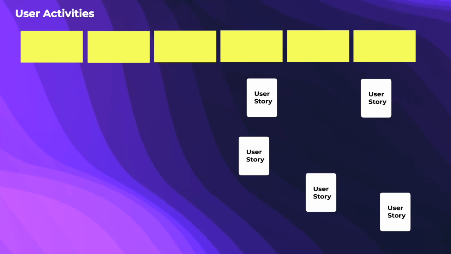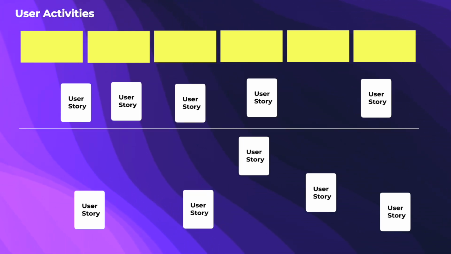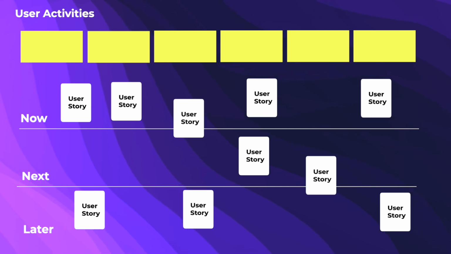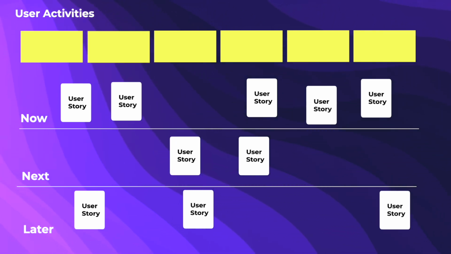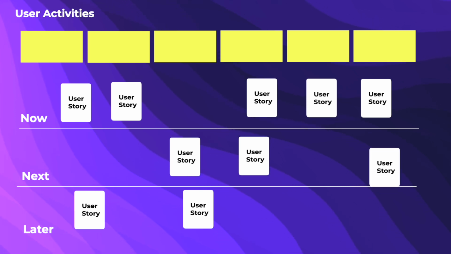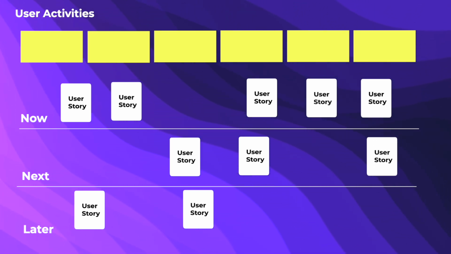Here's how they connect. In your user story map, you allocate stories to these phases based on priority. Stories in the now phase are the most critical for your current development cycle, the MVP. Next stories are planned for future iterations, and later stories represent long-term goals. This integration ensures that user stories align with your product's strategic vision, allowing you to build what's most important now and plan for what's next.